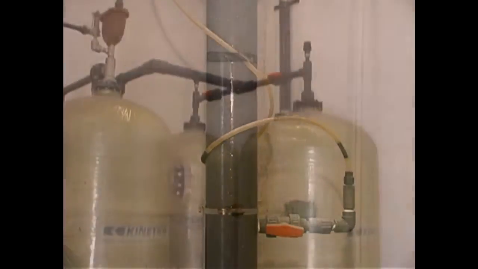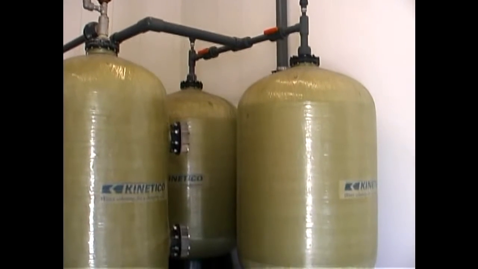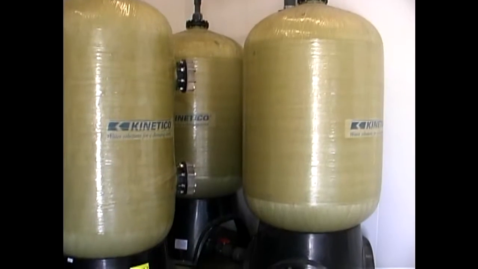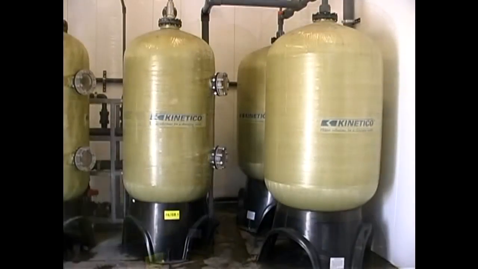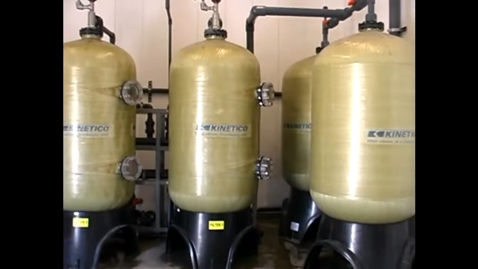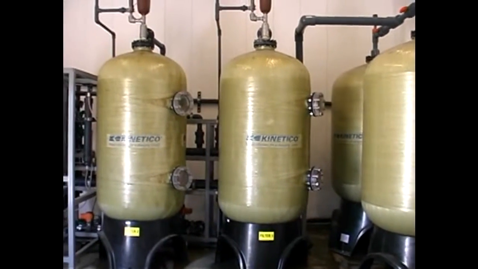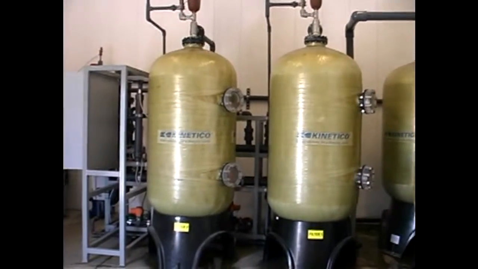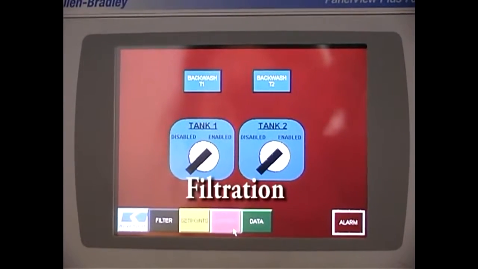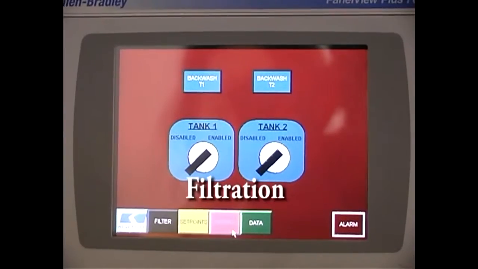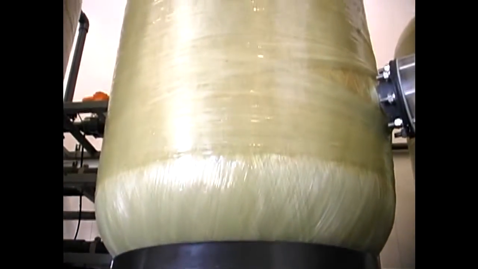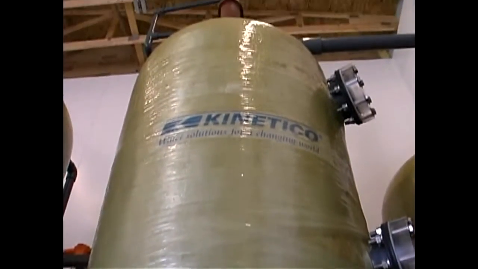Two 345-gallon, 42-inch diameter, 72-inch tall fiberglass contact tanks that are typically operated in parallel provide 5 minutes of contact time to allow the formation of iron floc and arsenic adsorption prior to filtration. Filtration. 2 pressure filters are arranged in parallel. These filtration vessels are 36 inches in diameter and 72 inches tall.